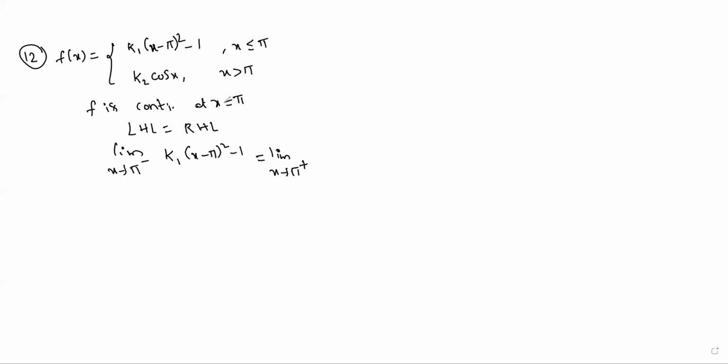Limit x tends to pi plus, or more than pi, what is the function? k2 cos x. If you substitute x value pi in this, the value becomes 0, minus 1 is equal to k2 into cos pi, cos 180 is minus 1. Now this minus 1 is equal to minus k2, minus minus gets cancelled, k2 value we got clearly 1.